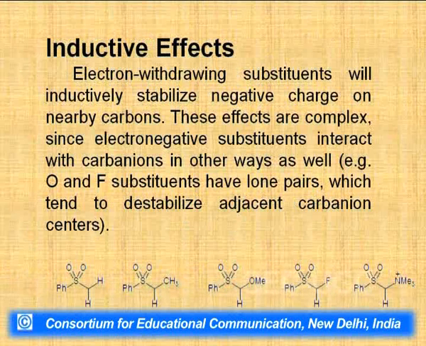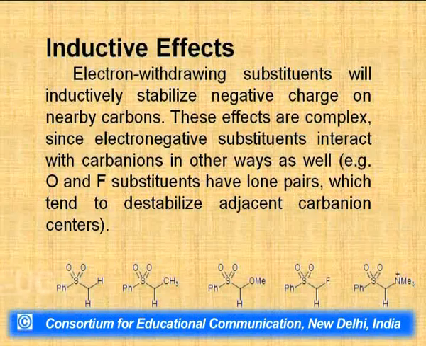What is the inductive effect on carbanion stability? Electron withdrawing substituents will inductively stabilize negative charge. You can see many examples in the slides, where there are atoms like sulfur which have electron withdrawing capacity. These effects are complex, since electronegative substituents interact with the carbanions in other ways. Oxygen and fluorine also have lone pairs, which tend to destabilize an adjacent carbanion.